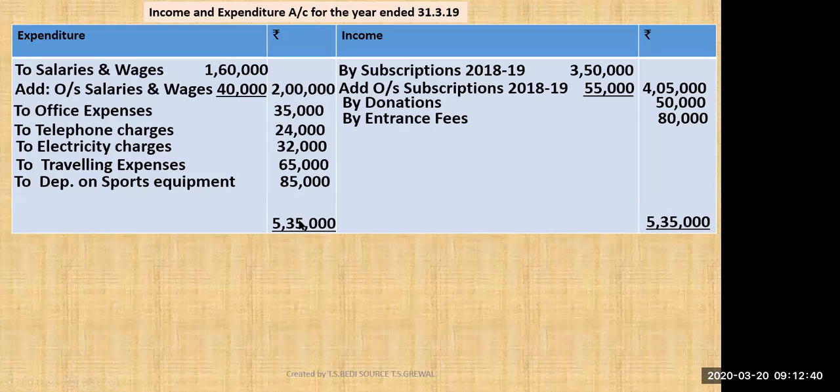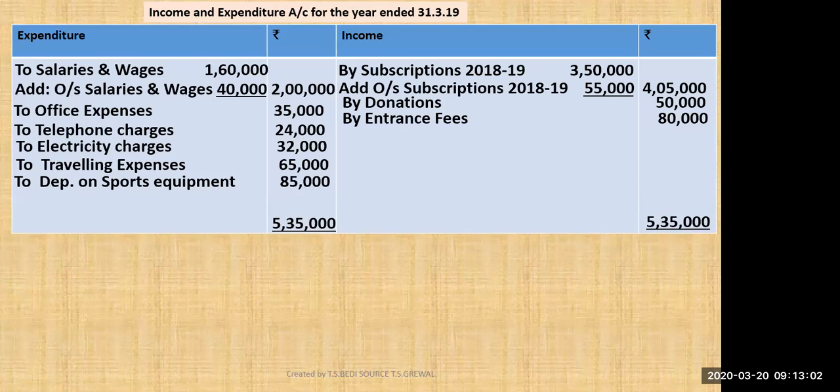Sir, should depreciation be shown in the opening balance sheet or the closing one? Only closing. I told you that all the adjustments will be shown in the closing balance sheet. If there is any adjustment regarding the previous balance sheet, if something is given for the previous year's balance, then it will be added to the opening balance sheet.